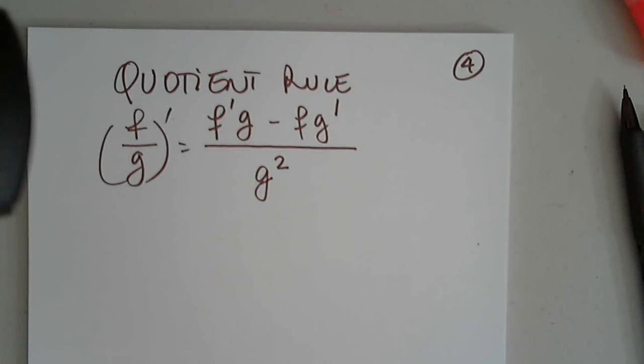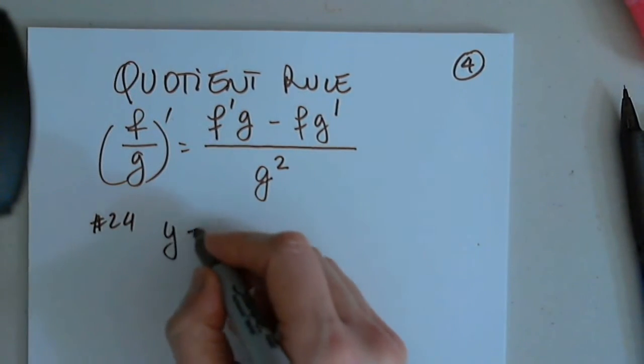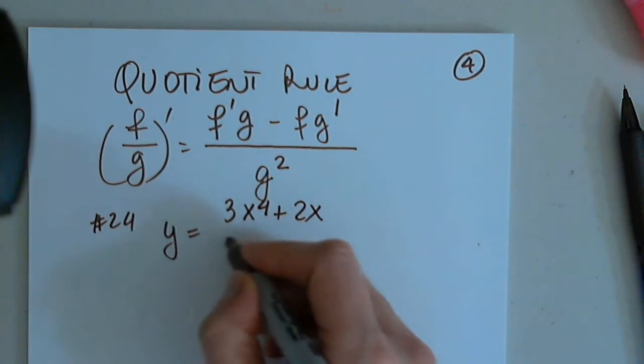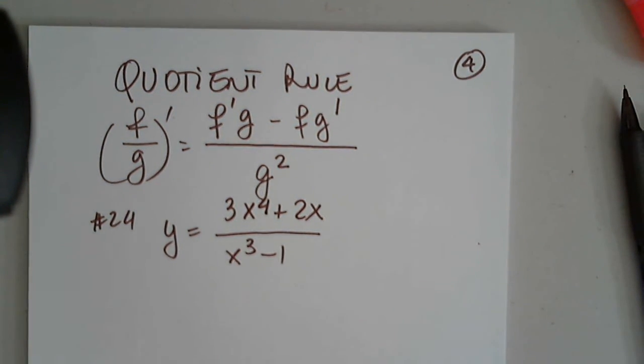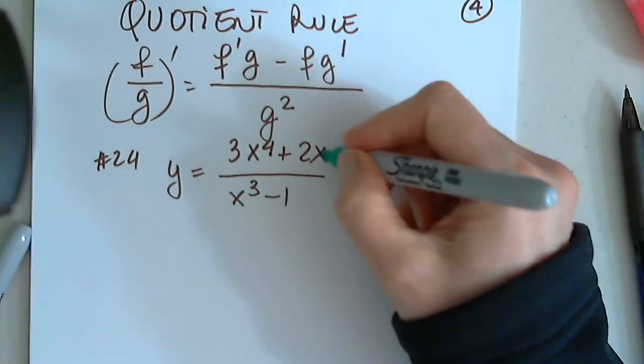Okay, so let's look at an ugly one, number 24. y equals (3x to the fourth plus 2x) over (x to the third minus 1). Okay, this is a mess, right? So this is the function at the top, the first one.